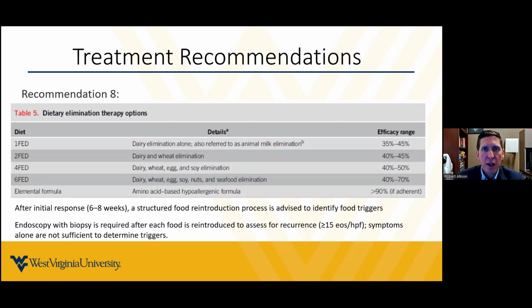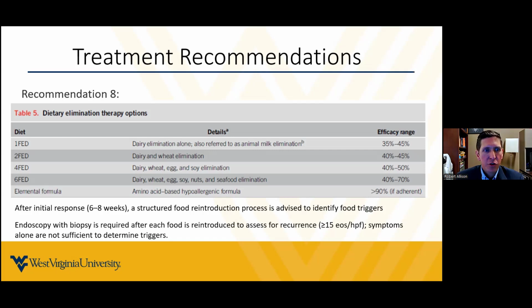And this is just a nice table that they had in their guidelines that outlines how this works and what the efficacy is. So at the bottom, you can see that elemental formula is 90% effective, but the 6 food elimination diet can get upwards of 70% effective. So that is definitely something to consider if you want to pursue a non-pharmacologic treatment.